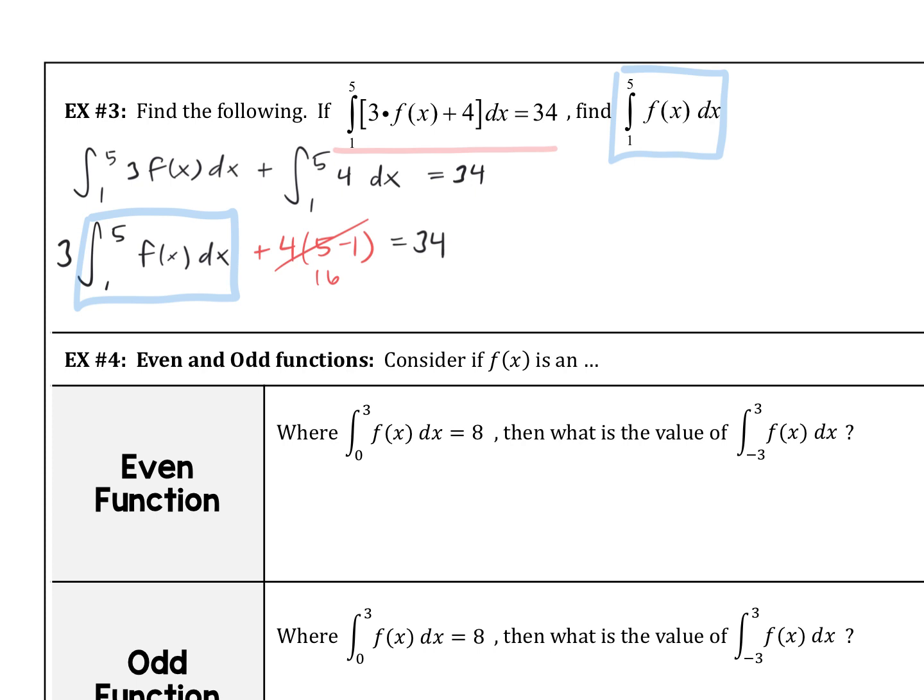16. So if I rewrote this, this is 3 times the integral of 1 to 5 of f of x dx. And then if I subtract that 16 over, 34 minus 16 is going to give me 18. And now how am I going to get that integral piece by itself? Divide by 3 on both sides. So the integral of 1 to 5 of f of x dx is equal to 6.